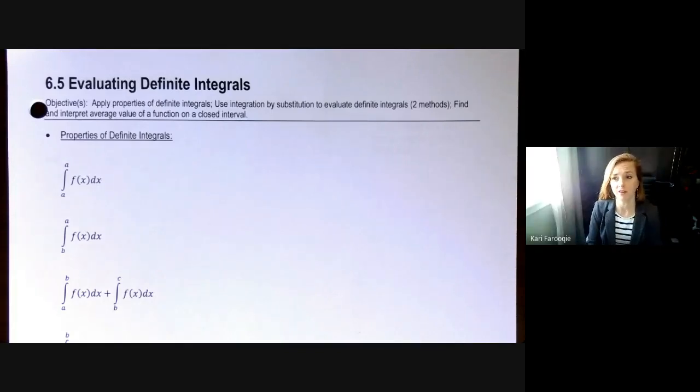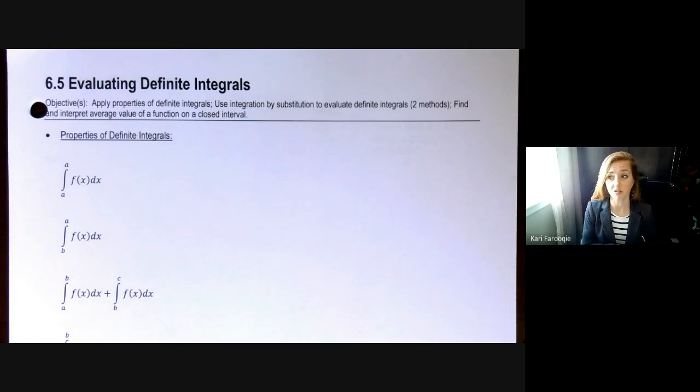All right, section 6.5. Today we're going to evaluate definite integrals. So the idea here is we're going to be working on the FTC like we did last time and kind of add on to that with a couple of new concepts. And we're also going to be applying the FTC to problems where we're going to be using substitution with our integration. So we're going to apply properties of definite integrals, which I'm going to show you, pretty cool properties.